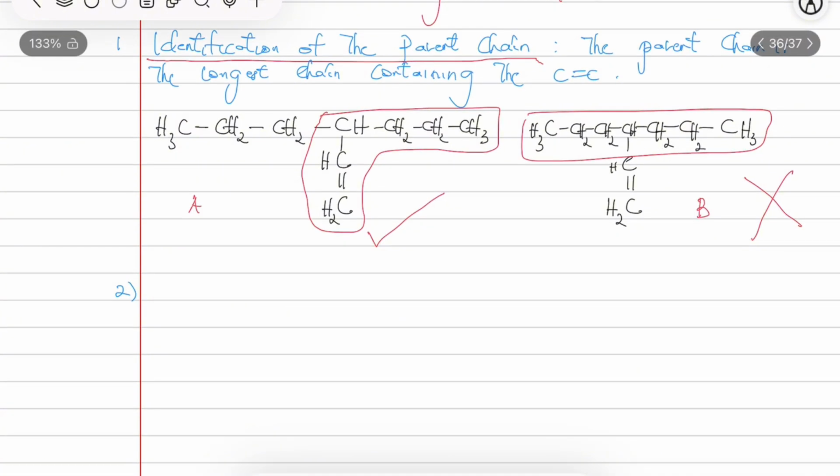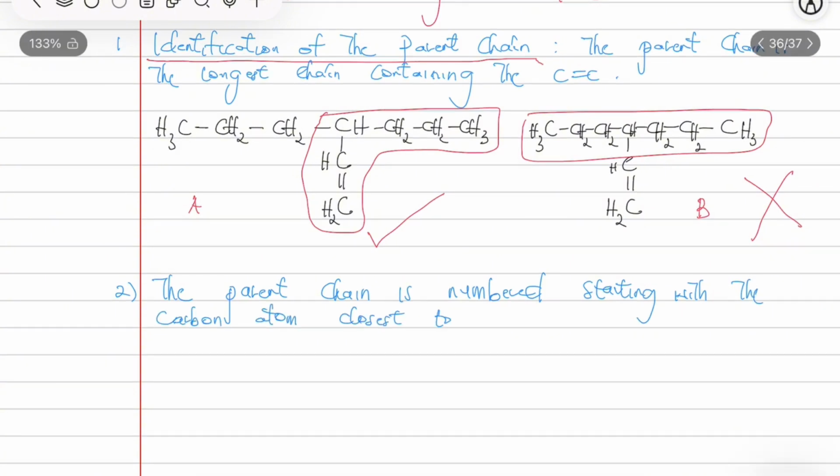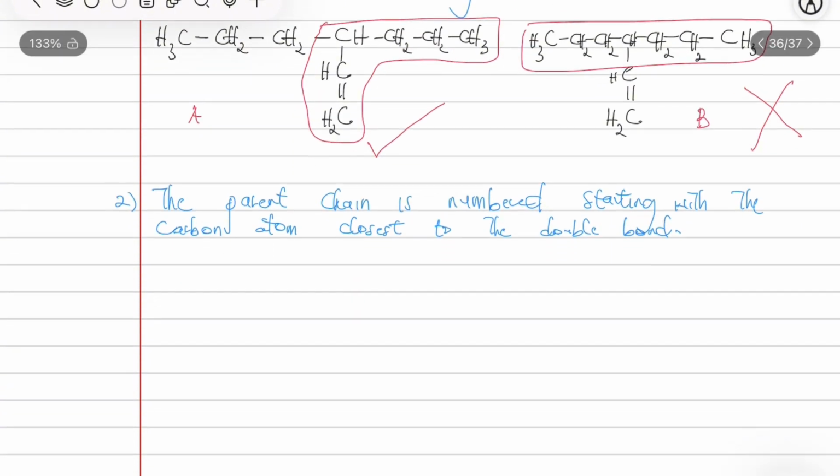Another step in the rules of naming an alkene is to number the parent chain. In numbering the parent chain, we don't start from anywhere we like. We have to start numbering the parent chain with the carbon atom closest to the double bond. Let us consider these two examples below.